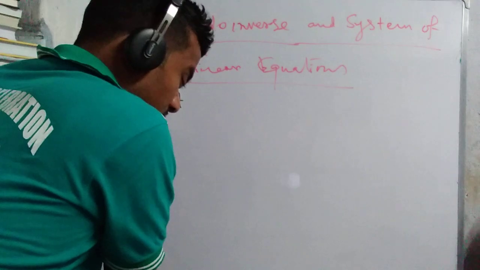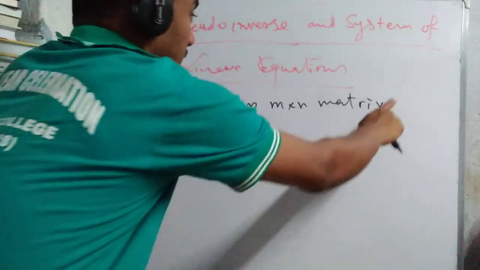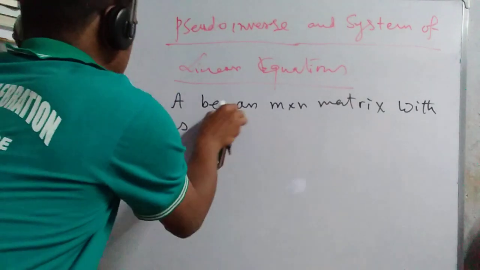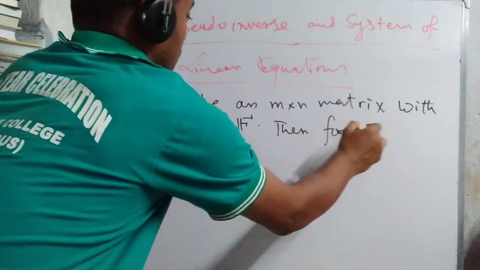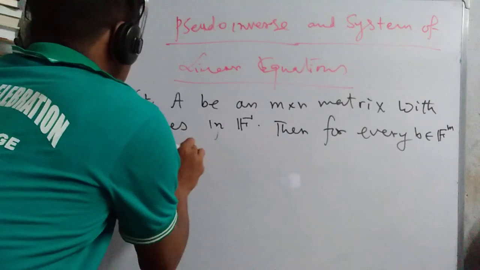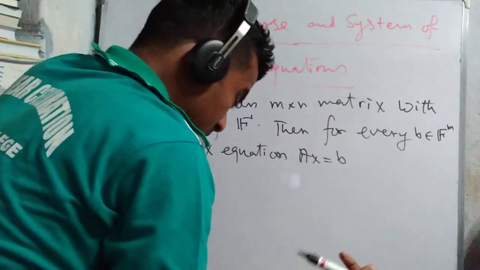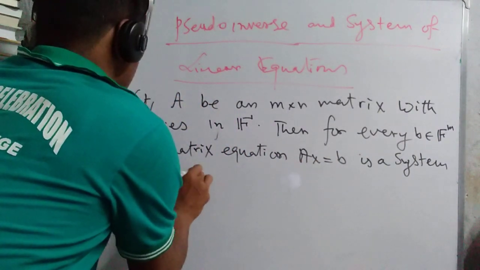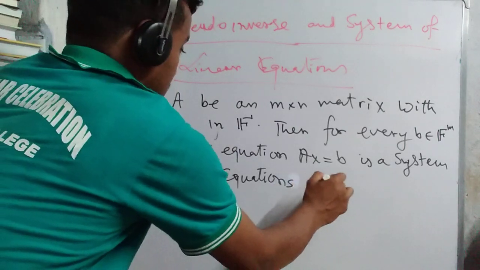Let A be an M cross N matrix with entries from some field F. Then for every B belonging to F^m, the matrix equation Ax equal to B is a system of linear equations.